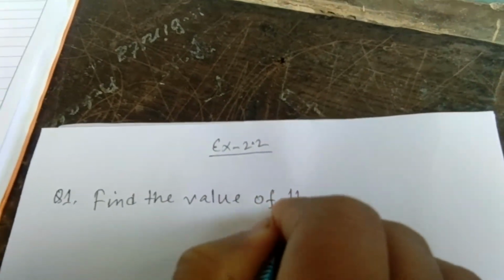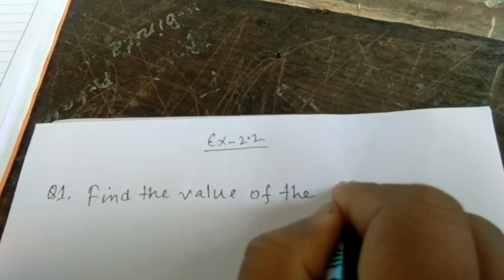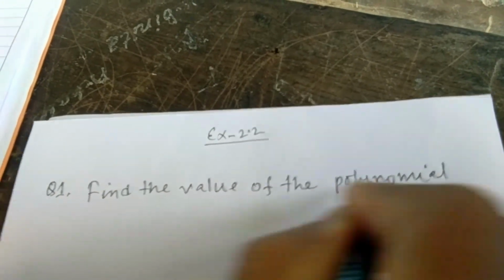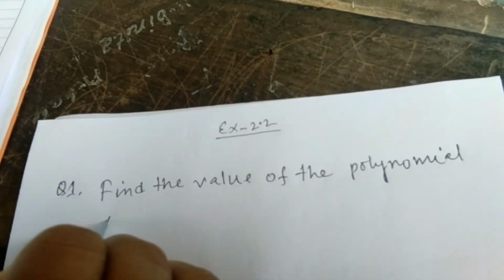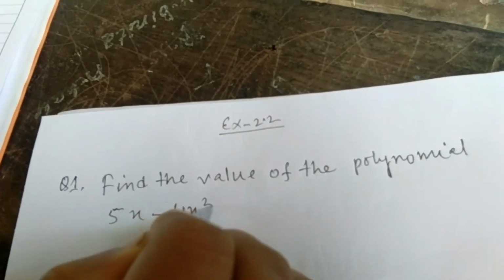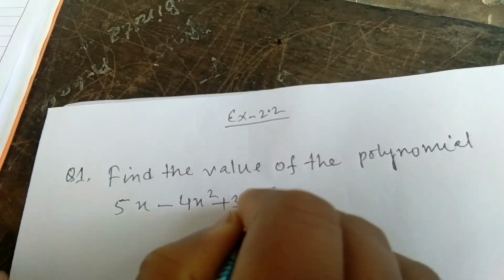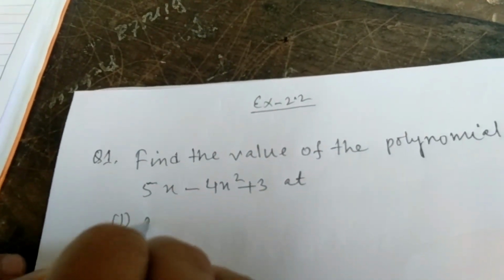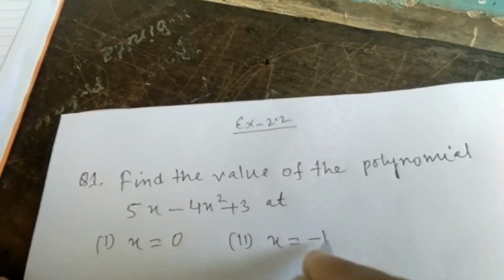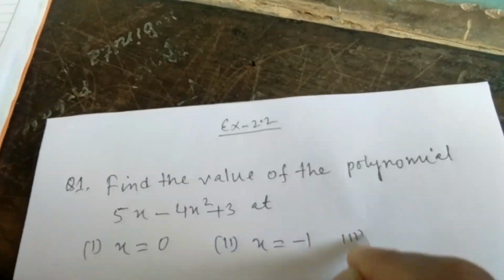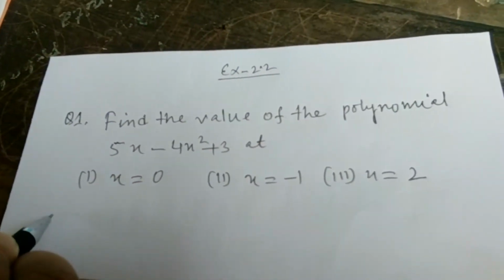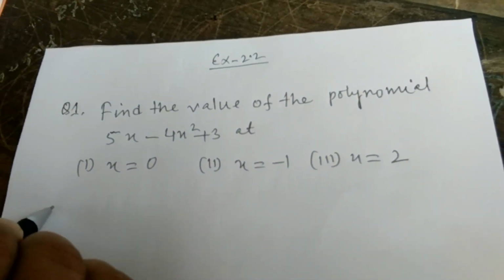Find the value of the polynomial 5x minus 4x square plus 3 at number 1, x equal to 0, number 2, x equal to minus 1, number 3, x equal to 2. So let me solve one by one.